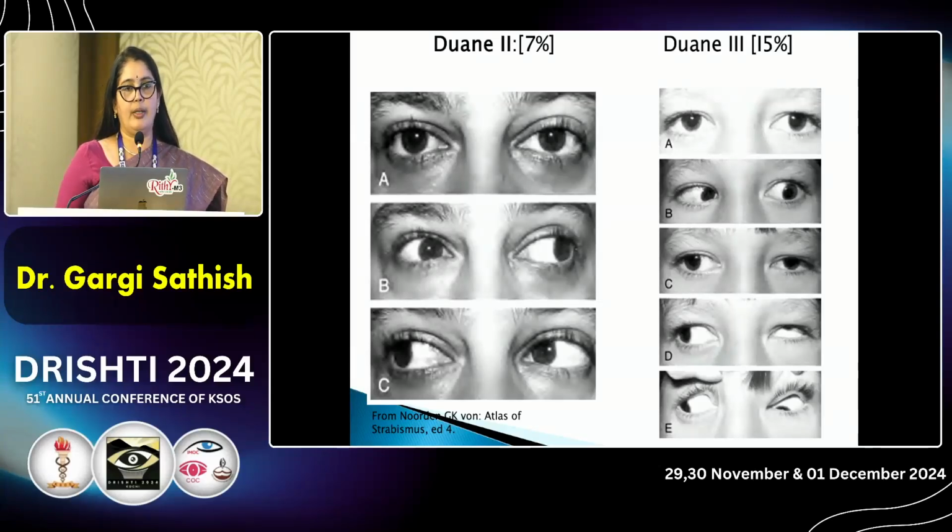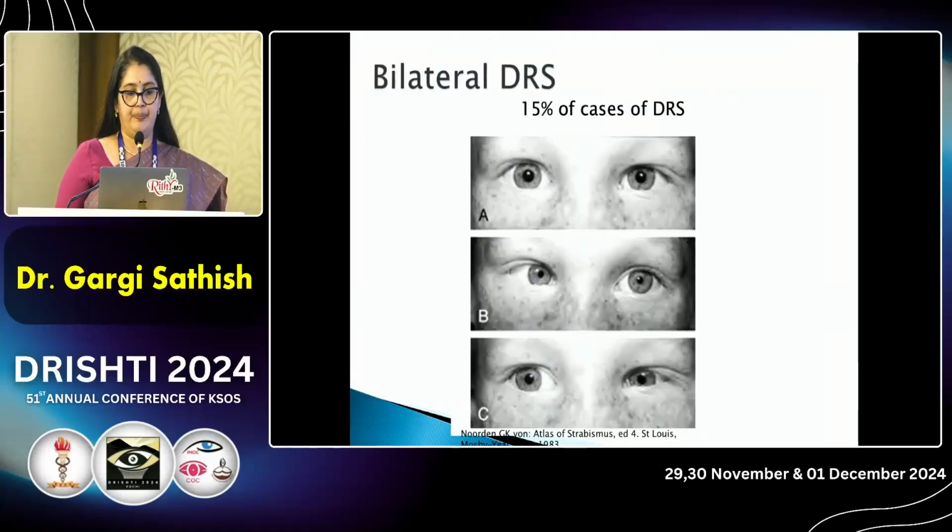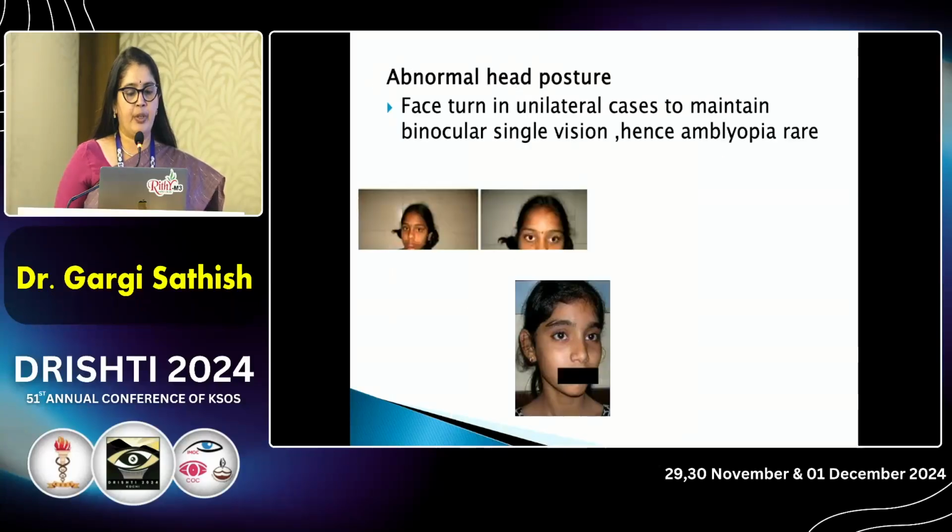Also in Duane 3, there will be restriction of both adduction and abduction as seen in the left eye of that patient. The globe retraction and narrowing of palpebral aperture will definitely remain on attempted adduction. Bilateral Duane's is again very rare. It's actually quite a crippling condition with regards to our binocular field of vision, because there is restricted abduction in both sides. But thankfully it is quite a rare condition.